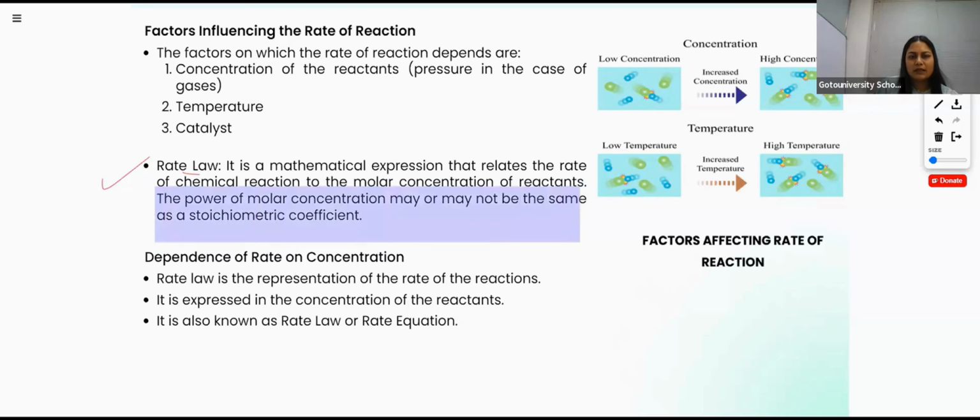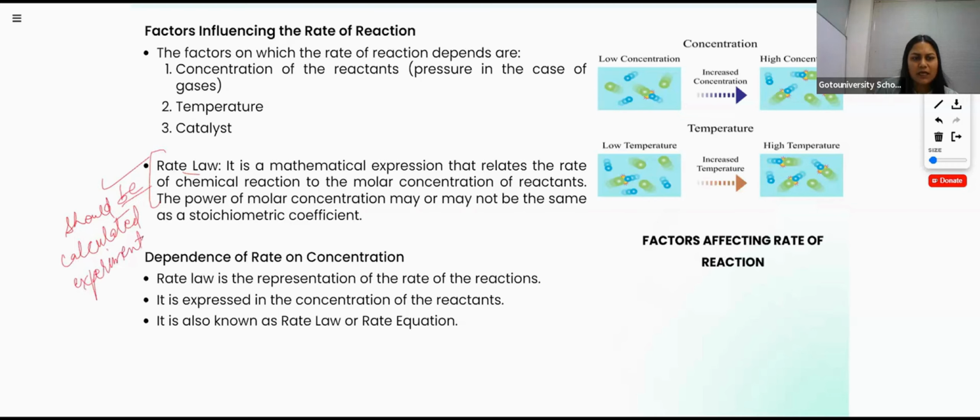Now, how do we determine this? The powers that we use for molar concentration may be the same, they may not be the same. And that is why it has been said that the rate law should be calculated experimentally. Why does it need to be calculated experimentally? Because sometimes the powers of the molar concentrations may vary. They may or may not be the same.